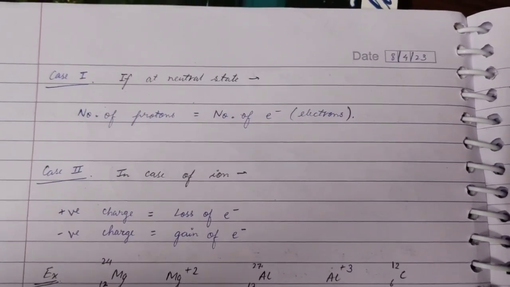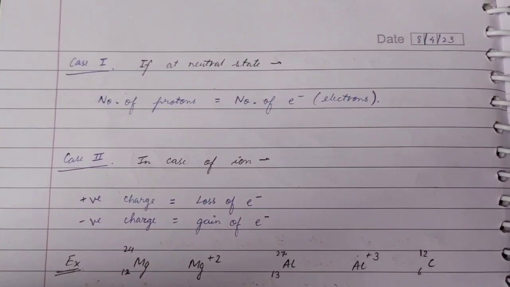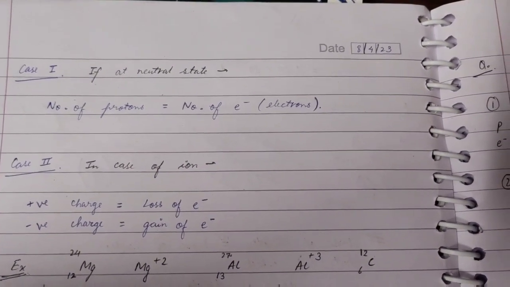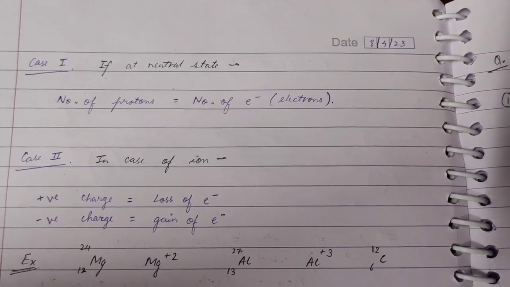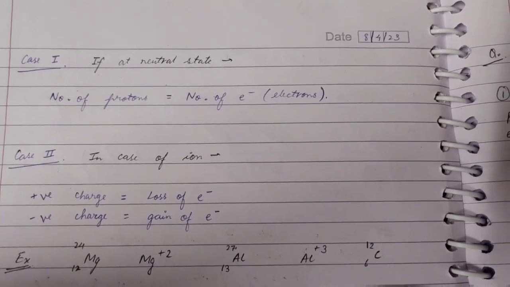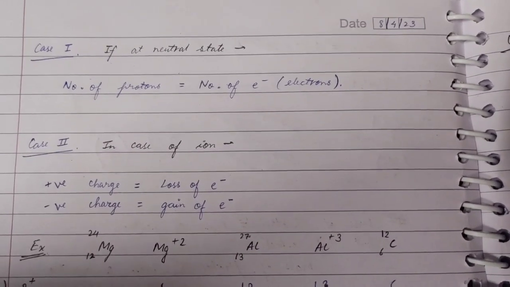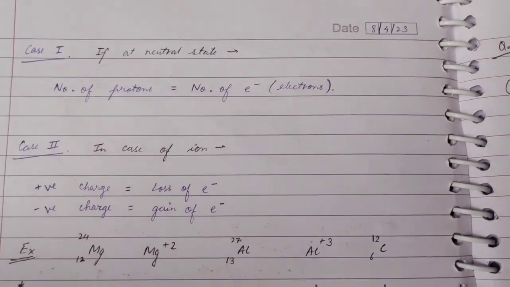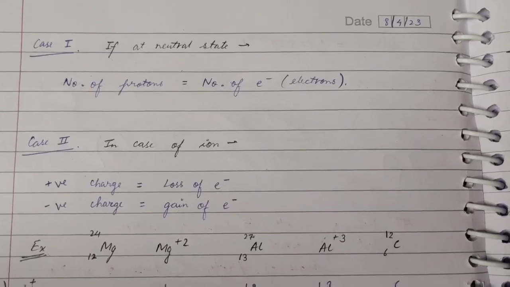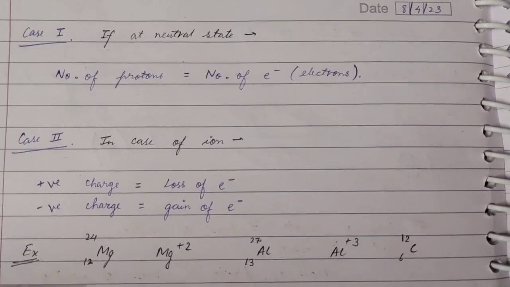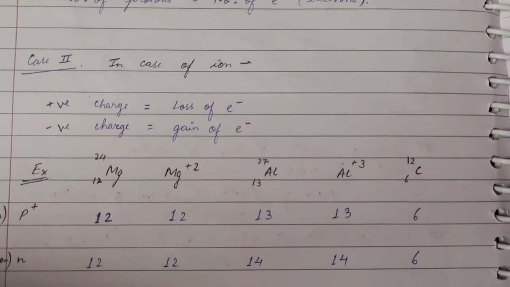Basically there are two cases of electrons. If the atom is in a neutral state, then the number of protons is equal to the number of electrons. But if the atom has some charge, or basically it is an ion, then a positive charge denotes that the atom has lost some electrons and a negative charge denotes that it has gained some electrons. Let's take an example to understand it better.